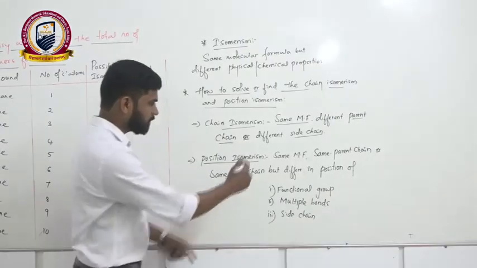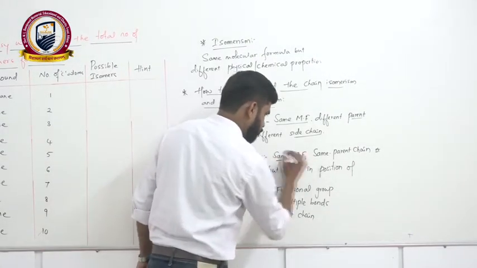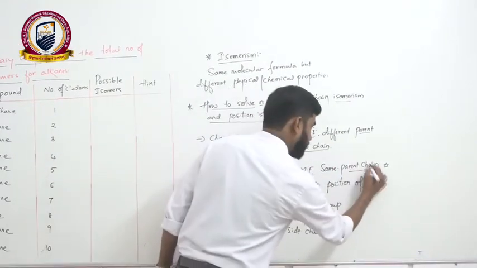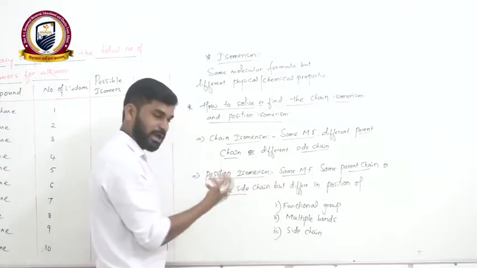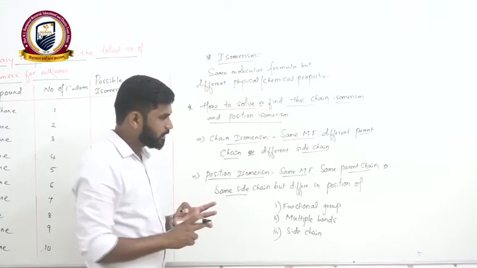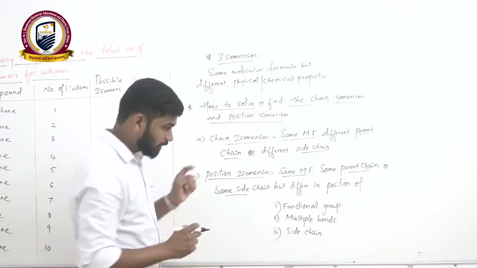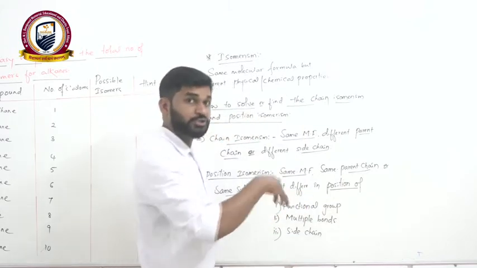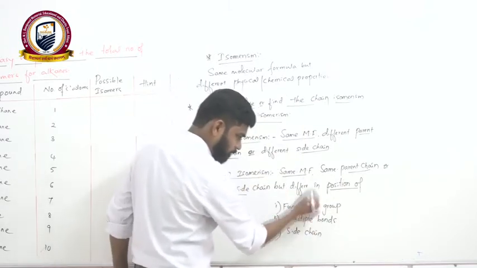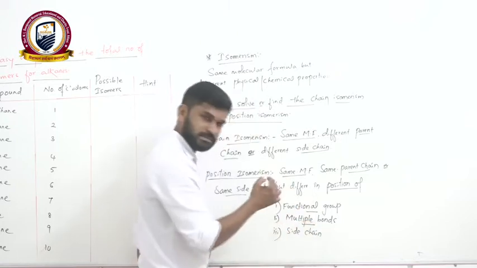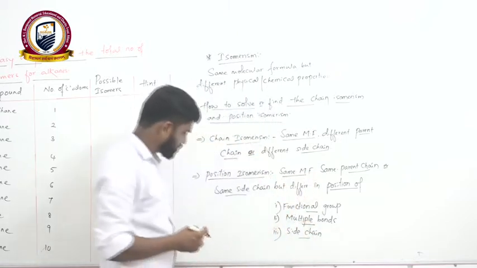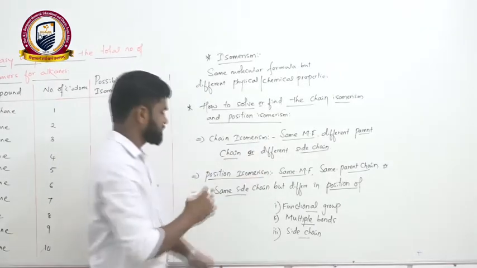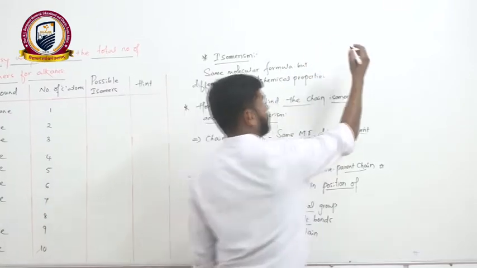Such isomers are called position isomers. Look here, in position isomers, two or more compounds have the same molecular formula, same parent chain, and same side chain, but they differ in position: position of the functional group, position of multiple bonds, or position of the side chain. I'll give an example for chain isomers as well as position isomers.